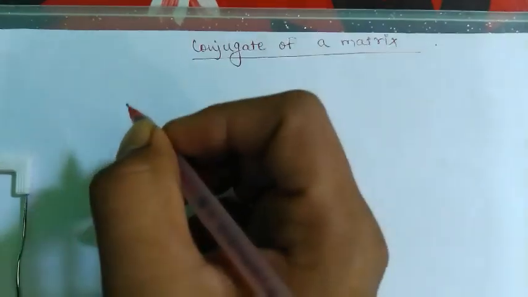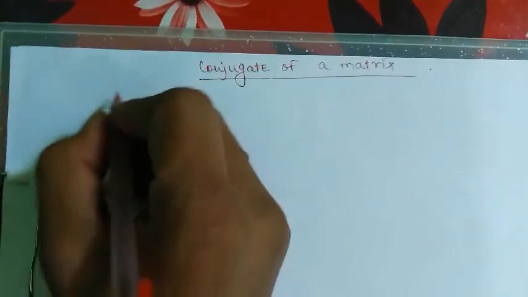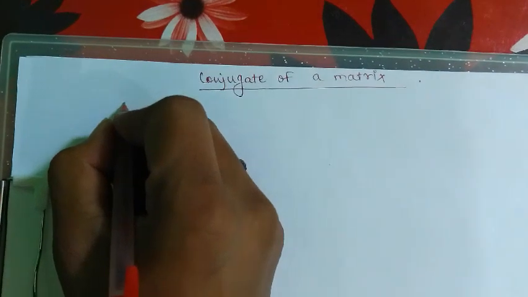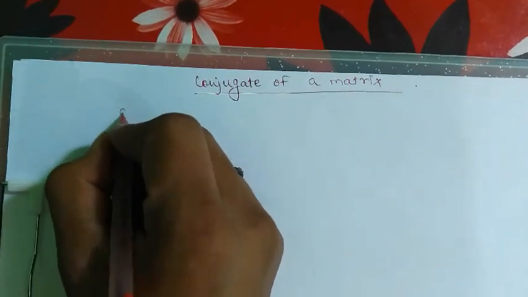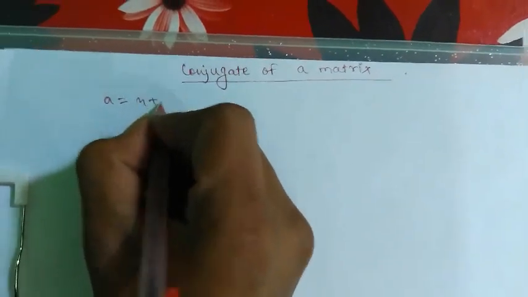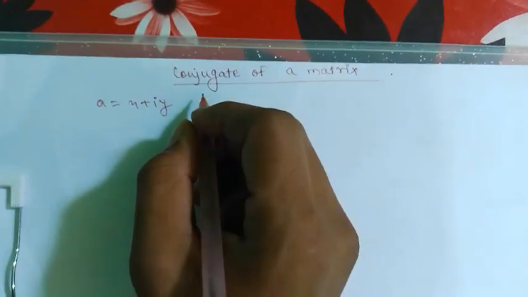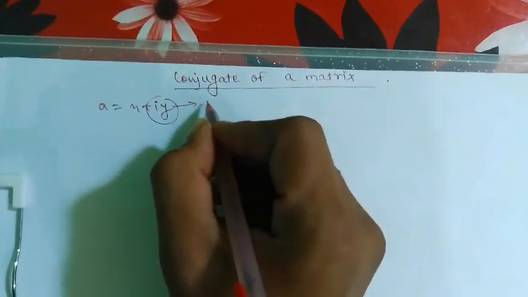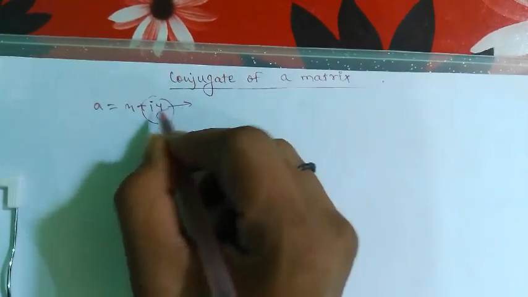Hello guys, we are now discussing the next topic, conjugate of a matrix. So what is a conjugate basically? When we take a complex number, we can take a is equal to x plus iy. So conjugate is basically the negative value of the imaginary part.